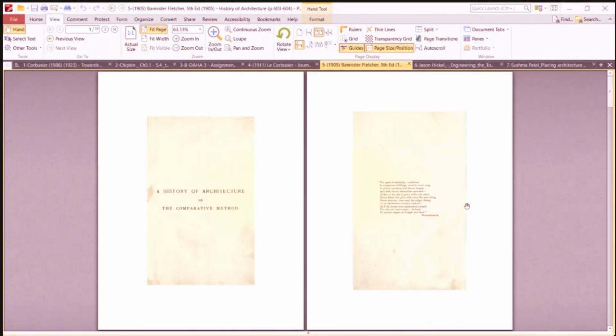This is a famous history of architecture called A History of Architecture on the Comparative Method. It was originally written in the 1890s, and it's still being published today in its like 20th revision or something, right? It's a very important and authoritative text on the history of architecture.